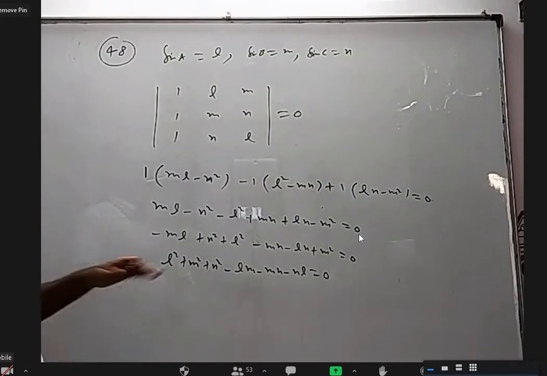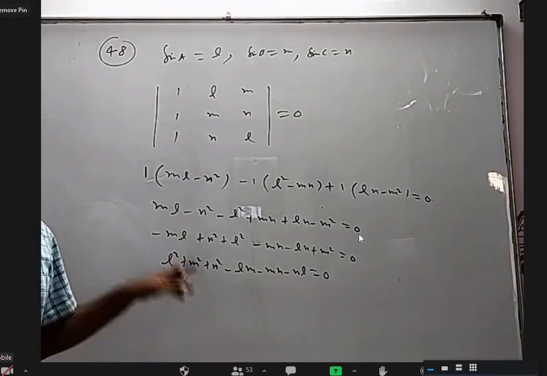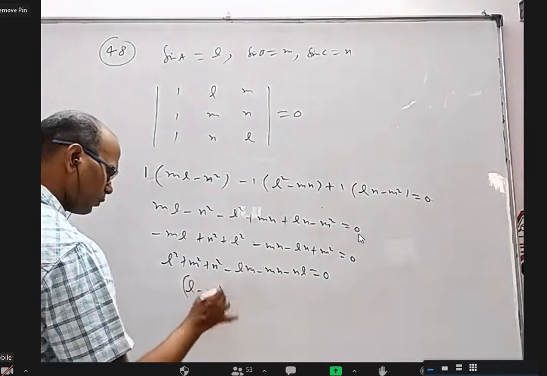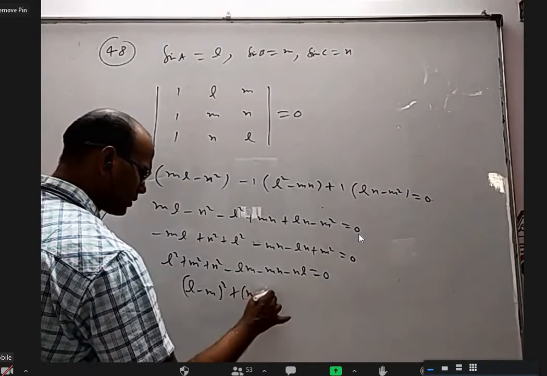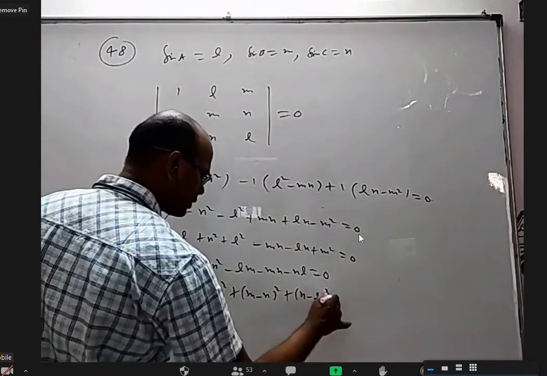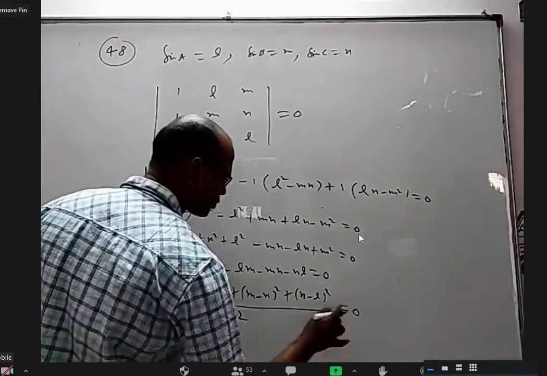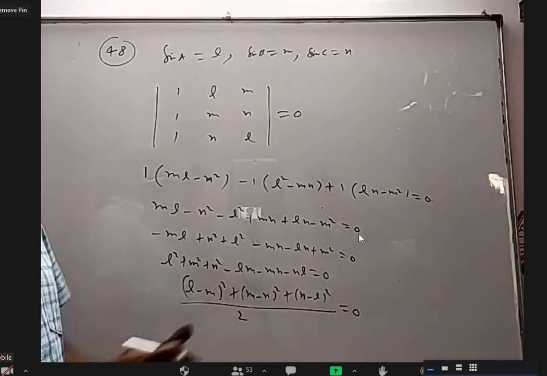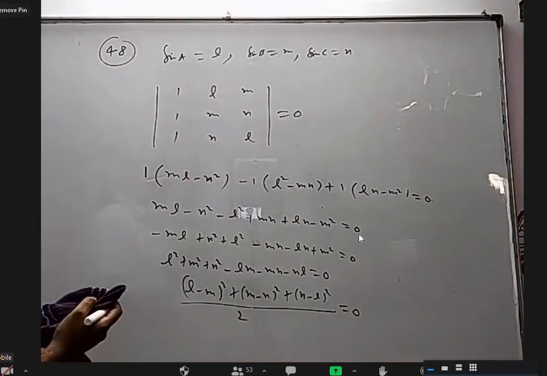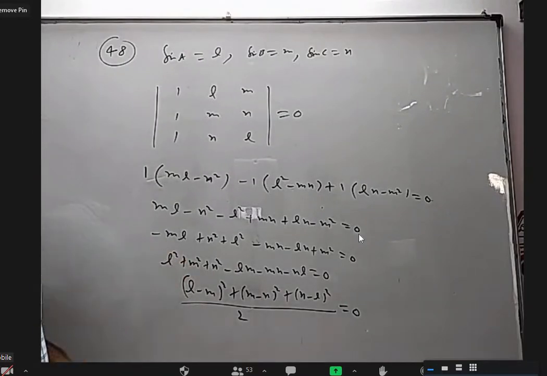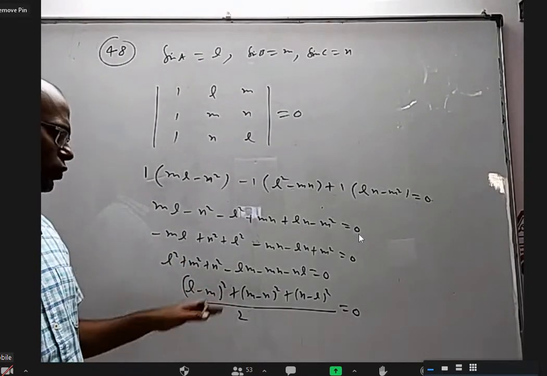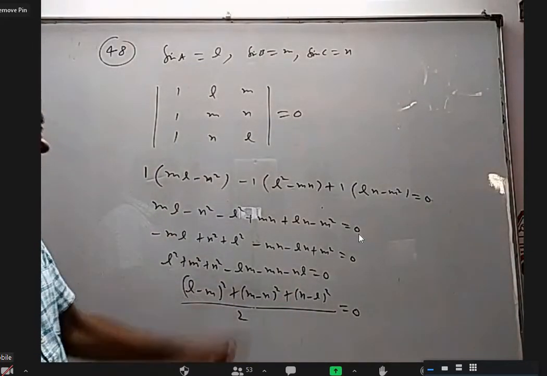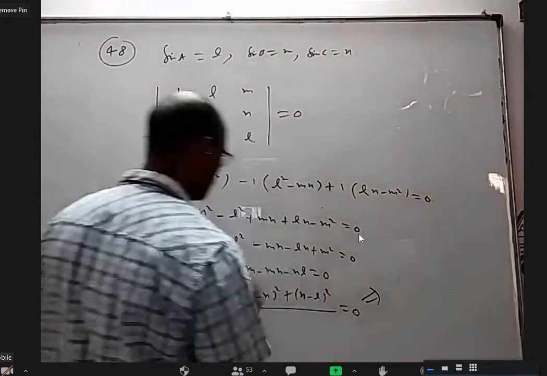And now I said how, if you want this to be 0, L, M and N must be equal, because this can be written as L minus M whole square, M minus N whole square, and N minus L whole square, by 2 equal to 0. Something whole square plus something whole square plus something. In fact, you multiply by 2 and rearrange it. We have done a similar question in the class, so that's why I'm not explaining the in-between steps. Something square is 0 or positive. This also 0 or positive. This also 0 or positive. So the sum is greater than or equal to 0, and equal to 0 is only possible when all are 0.